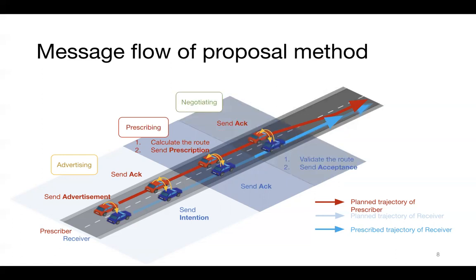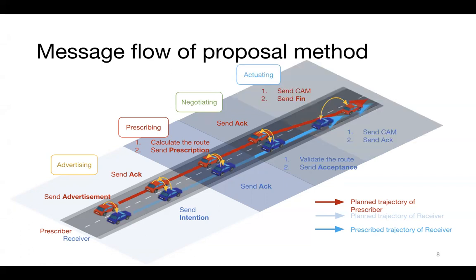When the receiver receives the prescription, the receiver verifies the safety of the prescribed trajectory. If the receiver follows the prescription, it sends the acceptance message to the prescriber. After that, the receiver follows the prescribed trajectory until the prescribed trajectory finishes.